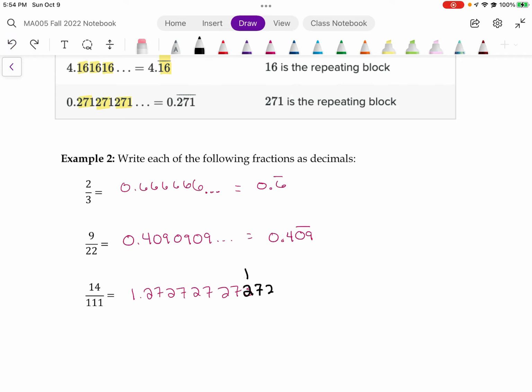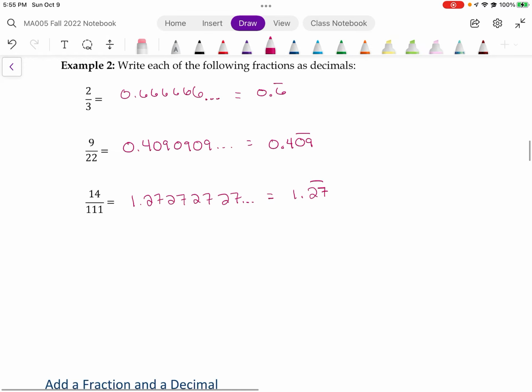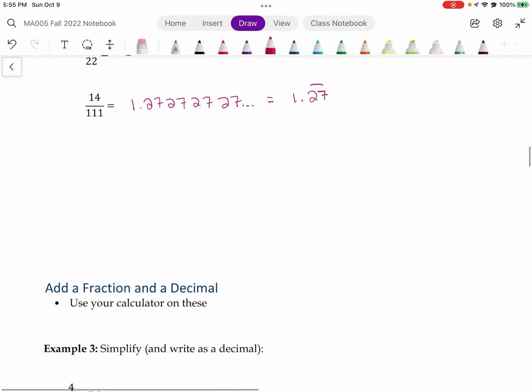I'm going to erase all that black. So, all right, that is what we're going to see repeating, the 2 7s like that. So we're going to write this as 1.27 with a line over the 2 7. And so that's how you're going to write repeating decimals until it comes time to round them.